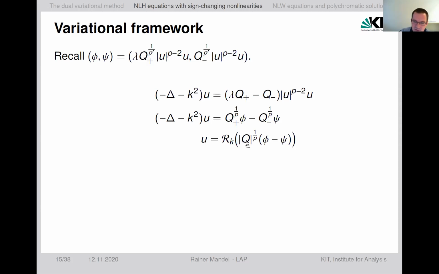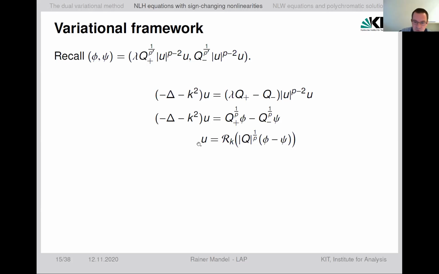So we have here the modulus, and instead of solving this problem, we solve the dual one, where we use the right inverse RK. So there's no implication in that direction, only in the other direction, because we have a right inverse. Okay, so now we want to solve that, and now we have to reformulate the left-hand side here in terms of phi and psi to obtain an equation that we can solve with the calculus of variations.